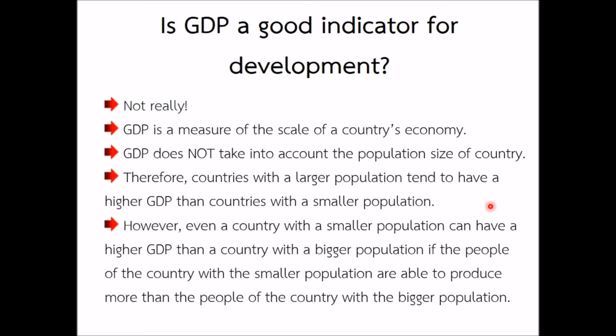Of course, there are some exceptions. Even a country with a smaller population can have a higher GDP than a country with a bigger population if the people of the country with a smaller population are able to produce more than the people of the country with a bigger population. But those are exceptions. If we look at the general tendency, the overall tendency, we can say that countries with a larger population have a higher GDP than countries with a smaller population.